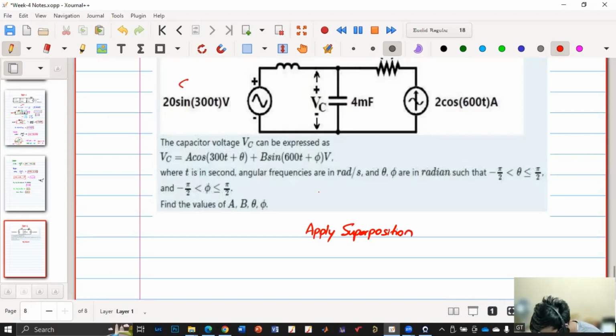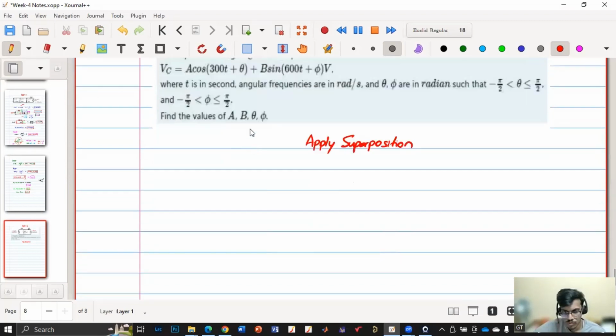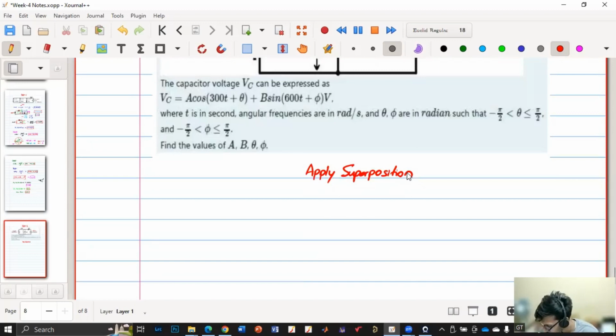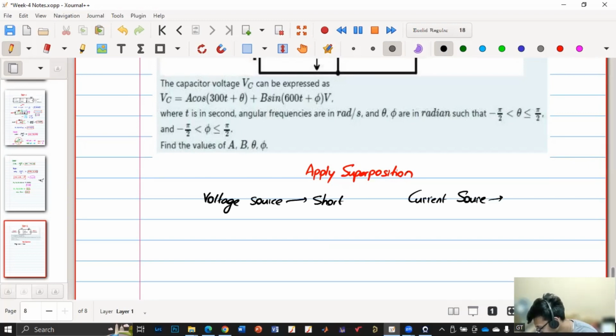Say this is my source 1, and this is my source 2. So my source 1, I'll consider first, and source 2 will be open or short? Open. So always remember, voltage source will be short and current source will be open. So this is very important, else your calculation will be wrong.